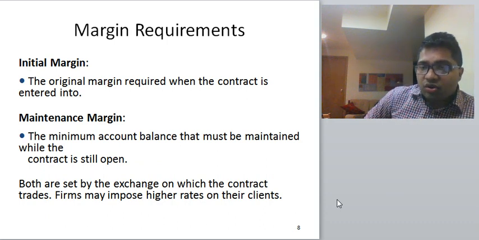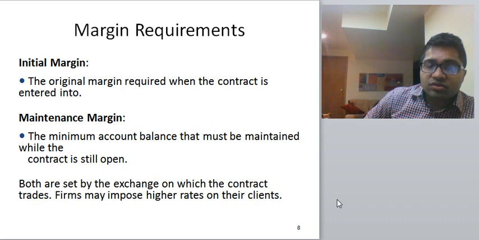Now future contracts have margin requirements. So there is initial margin, the margin that you have to deposit if you want to get into a contract, and you have to keep a maintenance margin also, the minimum account balance that must be maintained if the contract is open.